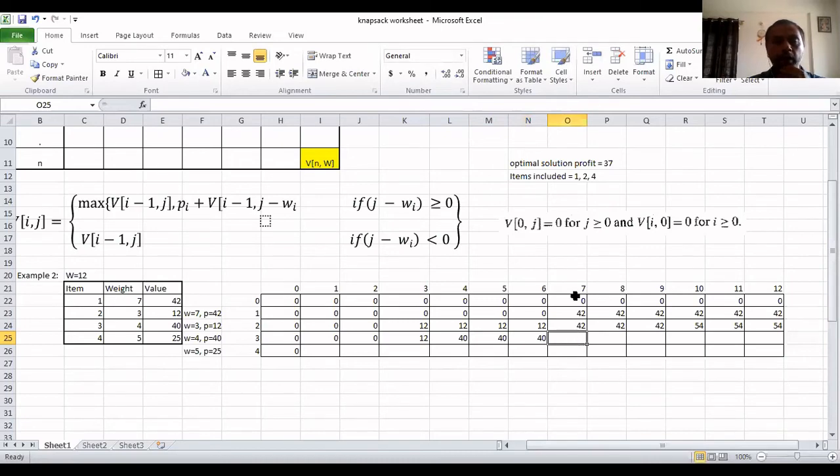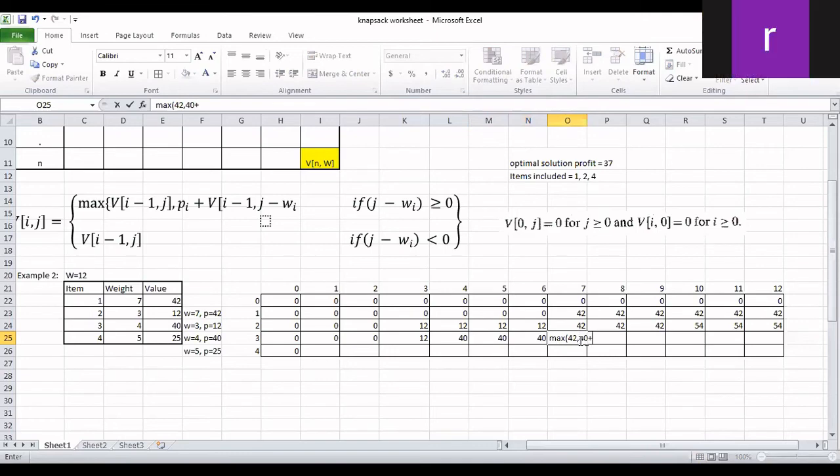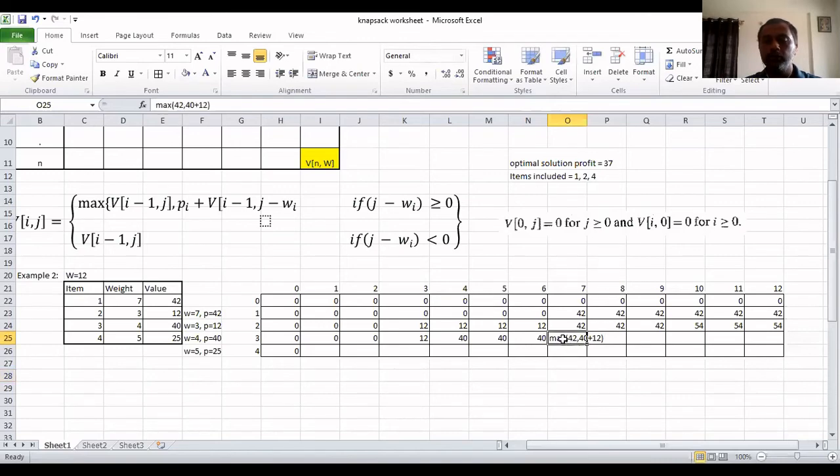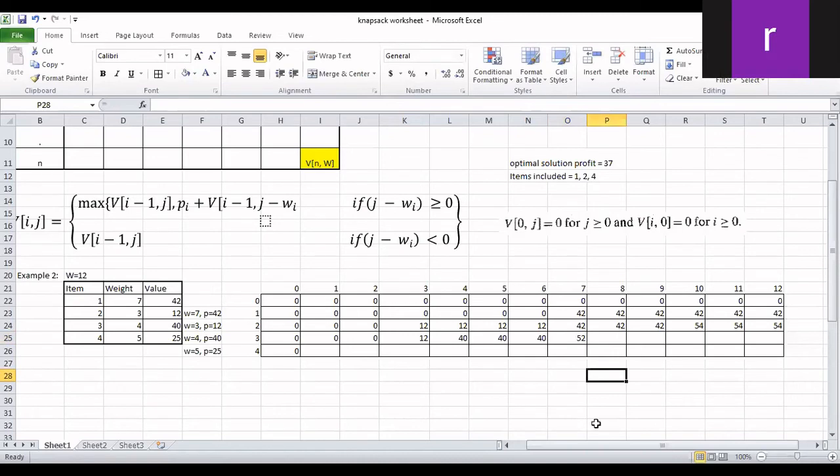And now, when J becomes 7, the contention starts. That is the max of previous profit, which is 42, plus the current item price, 40, plus J minus WI. J is 7, WI is 4, so V of 3 is 12. So we get 52. Fine? All of you? Yes, sir. That means instead of including the first item, we have included item 2 and 3.